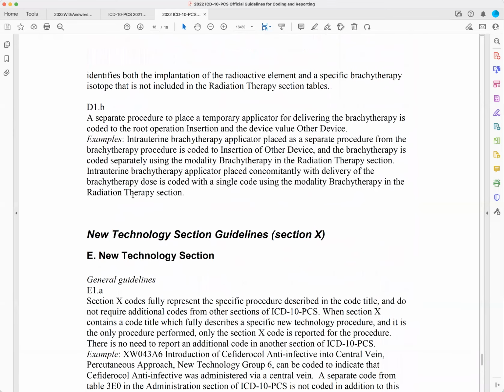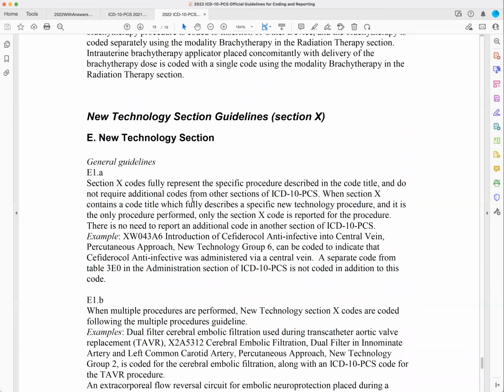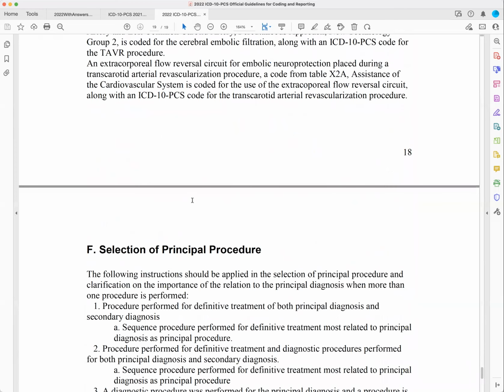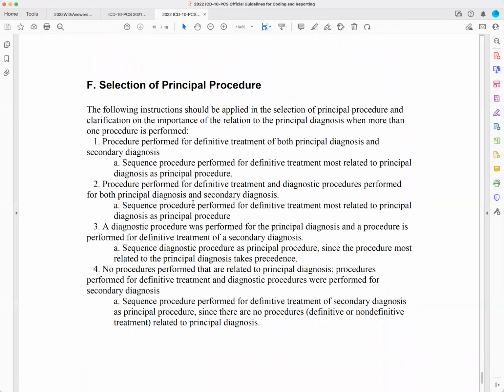We have a new technology section guideline, just some general guidelines there. And then selection of principal procedures. So I often get the question from my students about sequencing. How do you know which procedure goes first? How do you know which procedure goes second?